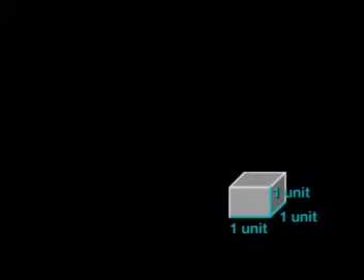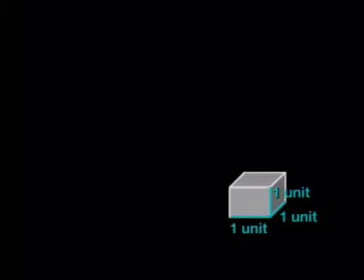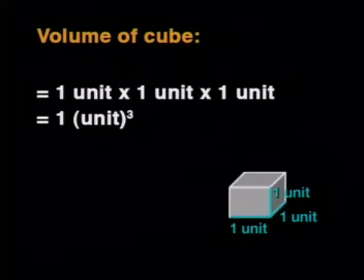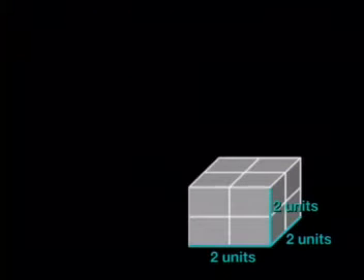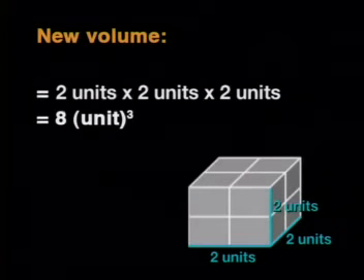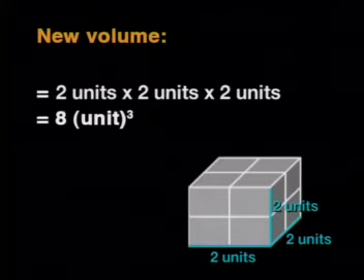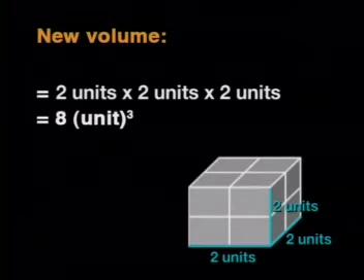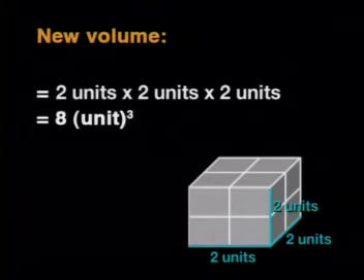So here I have a single cube with a length of 1 unit. That means it has a volume of 1 times 1 times 1, which is 1 cubic unit. When I double its dimensions, I get 2 times 2 times 2, which gives me a cube with a volume of 8 cubic units. 8 is 8 times more than 1. This is what we have already seen in the last lesson.